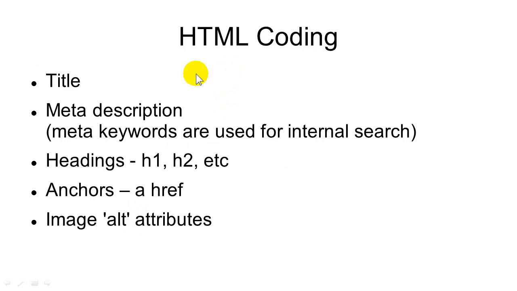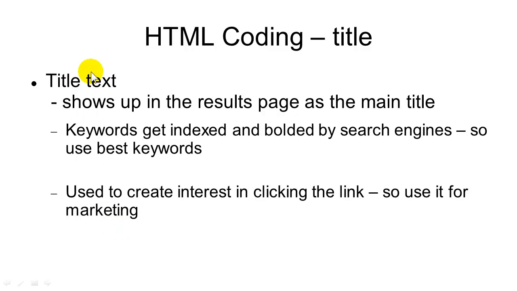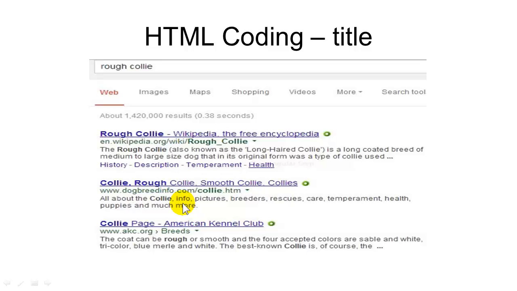In your HTML coding, the title, your meta tags, headings, anchors, and image alt attributes should all have meaningful key phrases in them. The title text generally shows up in the result page and is used to create interest for the user to click and go to your site. For example, if I typed in this phrase, there is the title containing those phrases.